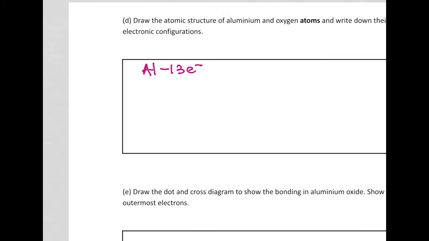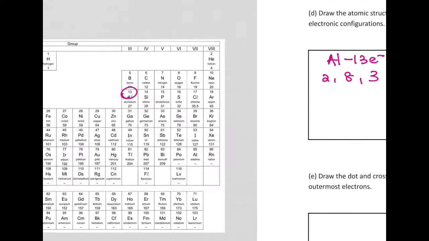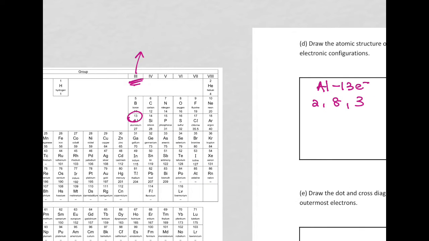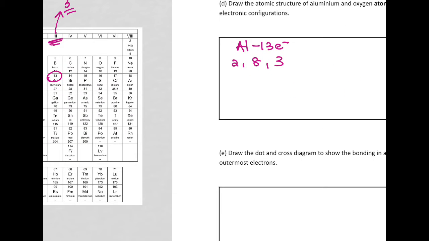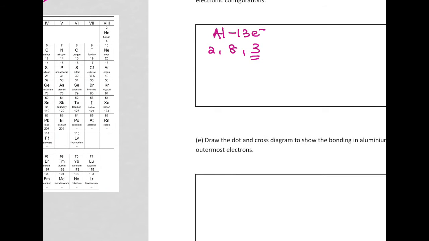So this means that in the first shell, you're going to have 2 electrons, second shell, 8 electrons, third shell, 3 electrons. Please remember, this is in group 3, so you have 3 outermost electrons. So in the outermost shell, the valence shell, you'll have 3 electrons. So group 3, 3 outermost electrons.